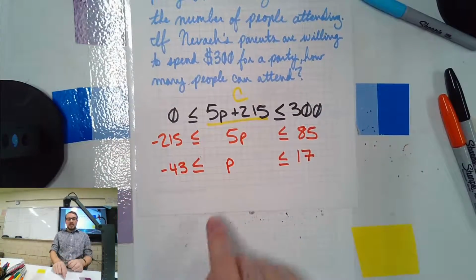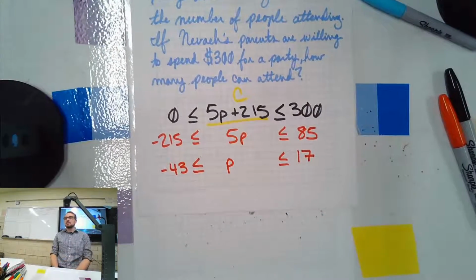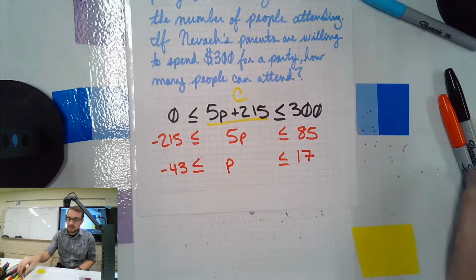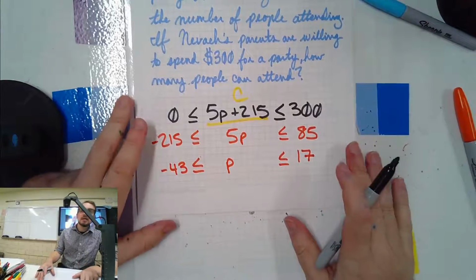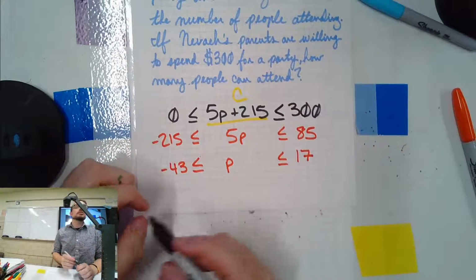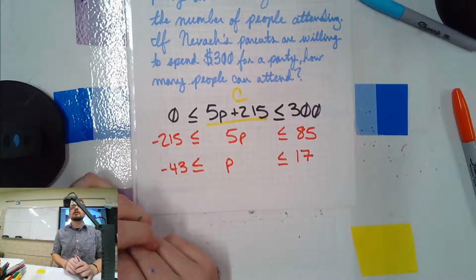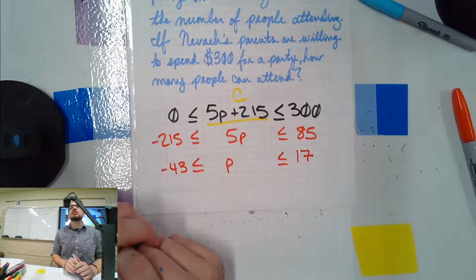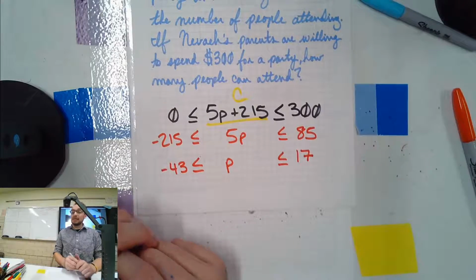So what does it mean? We can invite anywhere between negative 43 people and 17 people? Did we goof? There's no way. You didn't switch to the negative. Nope. We didn't need to. We only divide by a positive. Dollars can be any real number, right? You can have fractions. What about people? Our restriction changed.